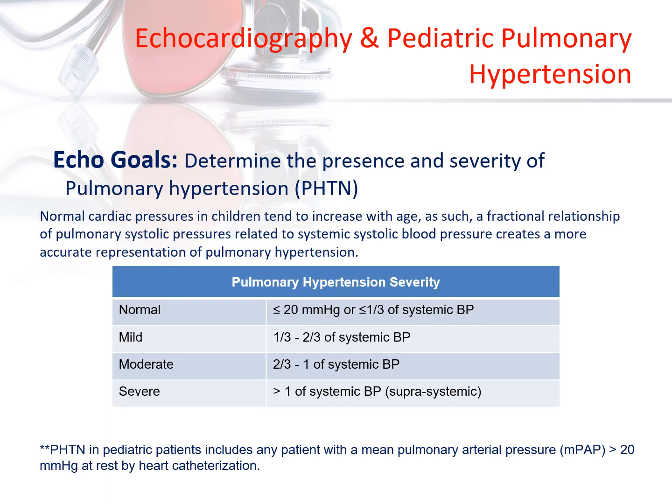Okay, echo goals. They are to determine the presence and severity of pulmonary hypertension. Normal cardiac pressures in children tend to increase with age. As such, a fractional relationship of pulmonary systolic pressures related to systemic systolic blood pressure creates a more accurate representation of pulmonary hypertension. By example, in the adult world, we're all familiar with 120/80 as a normal. However, a healthy newborn systemic systolic pressure might be 60 to 80. So by example, if we look at this chart right here, a normal range in a child might actually be somewhere around a third or less of systemic blood pressure.